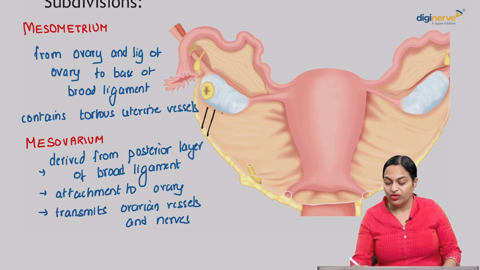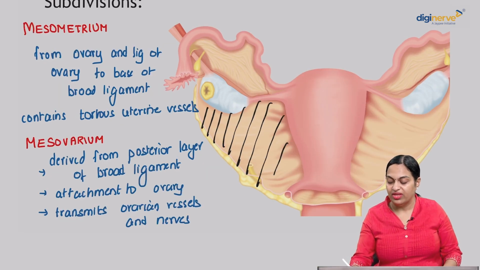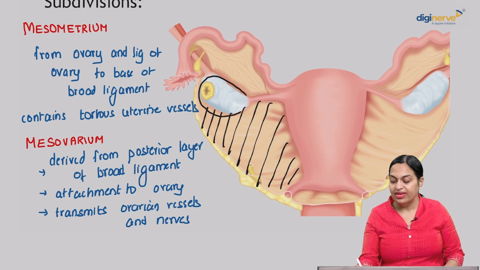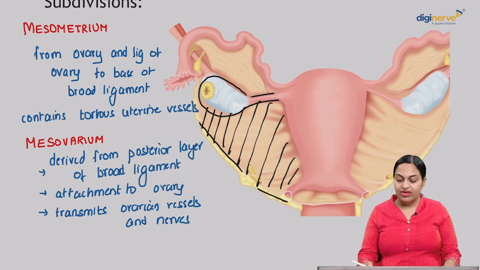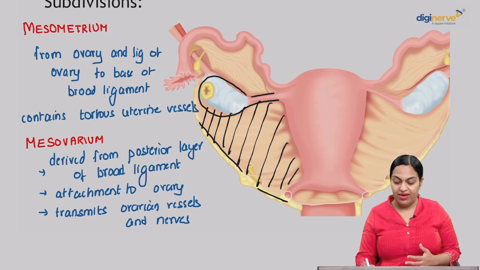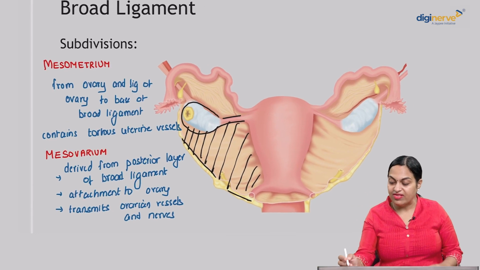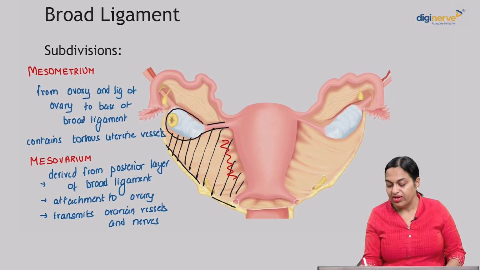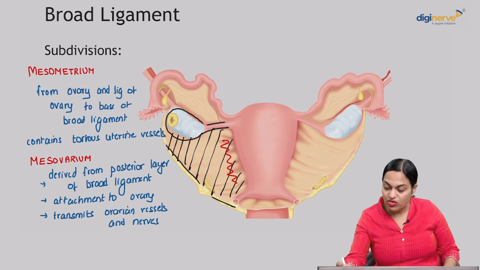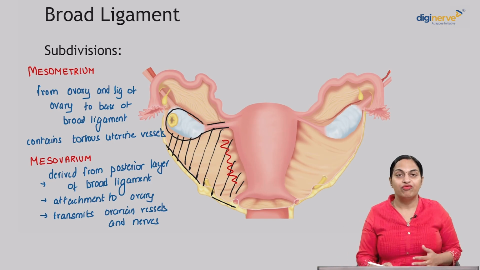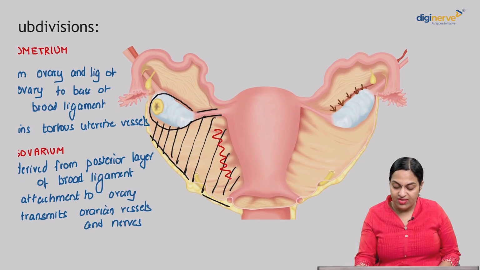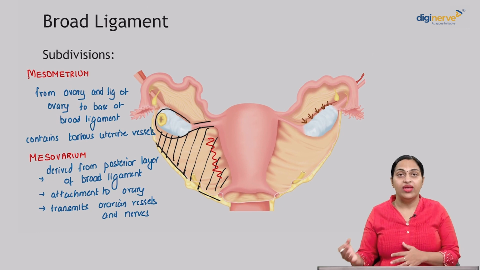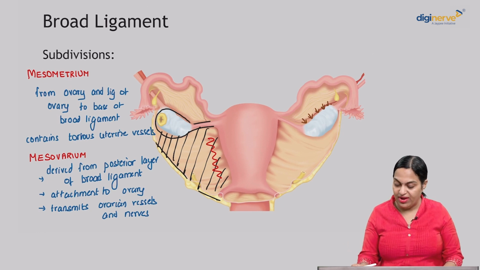This part of the broad ligament that extends between the ovary and the ligament of ovary above to the base of the broad ligament is called the Mesometrium. Yes, this has the tortuous uterine vessels. What is Mesoovarium? It is derived from the posterior layer of the broad ligament, and it gives attachment to the ovary. It transmits the ovarian vessels and the nerves to the ovary.